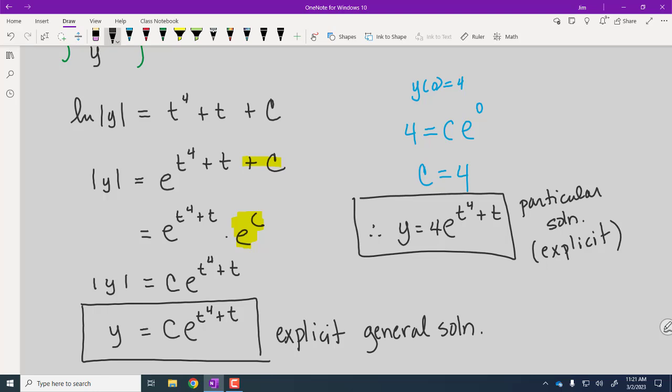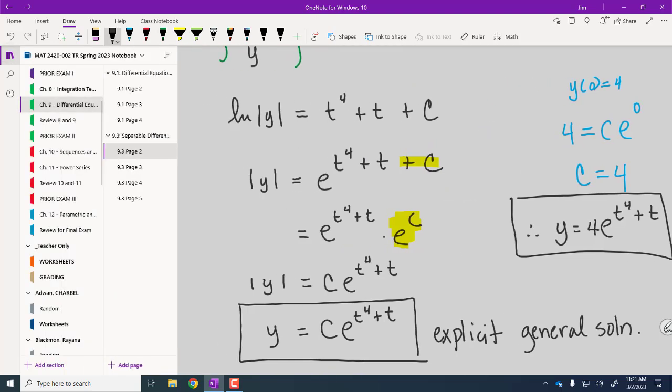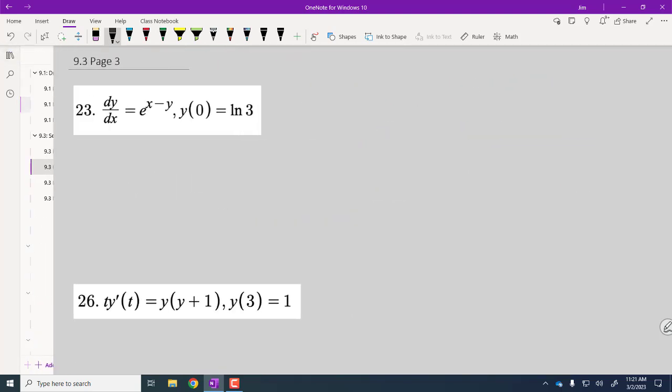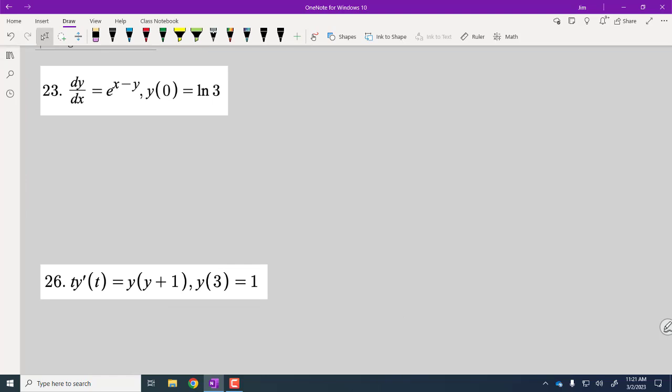All right, any step there? Everybody okay with the algebra? All things algebra come to the surface in Calc 2. All right, start number 23. See if you can separate that one. Notice that the exponent's a little different than the one that we couldn't do.